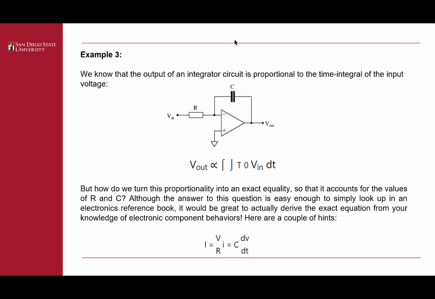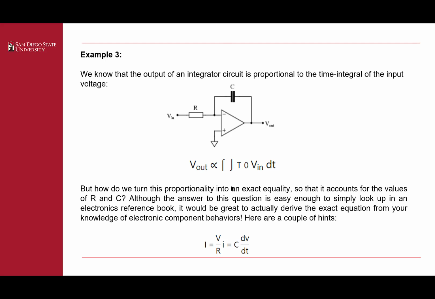We know that the output of an integrator circuit is proportional to the time integral of the input voltage. So this is why this kind of circuits are called integrator circuits. And here you see an example of an integrator circuit made by using an operational amplifier, or shortly op-amp, a resistor, and a capacitor. So the output voltage Vout should be proportional to the voltage input with respect to its time changes.